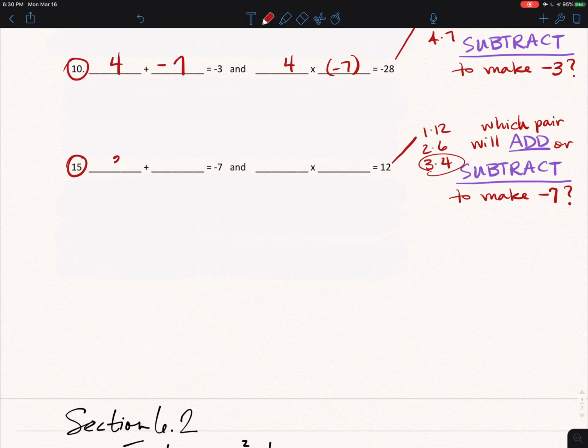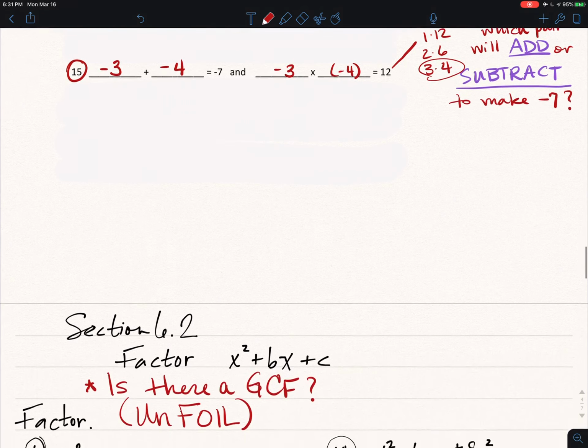All right, so 3 plus 4 is not negative 7. 3 plus 4 is positive 7. So where do I need to put some negatives to make this a true statement? I want both a negative 3 and a negative 4. When I say negative 3 plus negative 4, that's the same thing as negative 7. All right, let's use the same pair of numbers for my product. Negative 3 times negative 4, and negative 3 times negative 4 really is a positive 12. So that's kind of going to set you up for the factoring that we're going to do next.